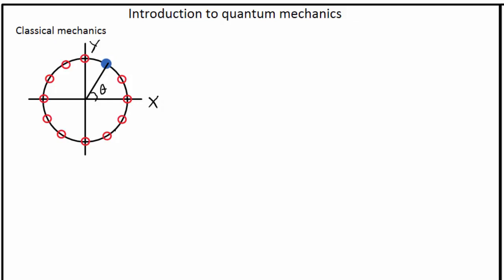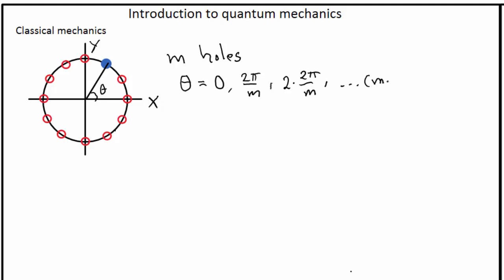The position of the ball will be denoted by theta, and in a general setting where I have M holes, theta can take the value 0, 2 pi over m, 2 times 2 pi over m, all the way up to m minus 1 times 2 pi over m. In the example, m is 12, so theta can take the value 0, pi over 6, pi over 3, pi over 2, and so on.